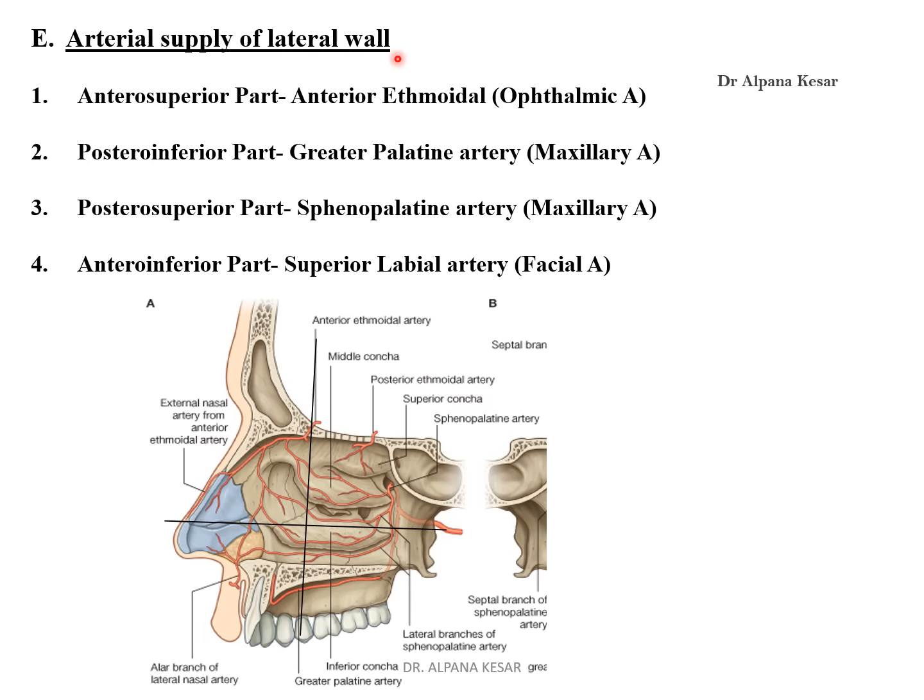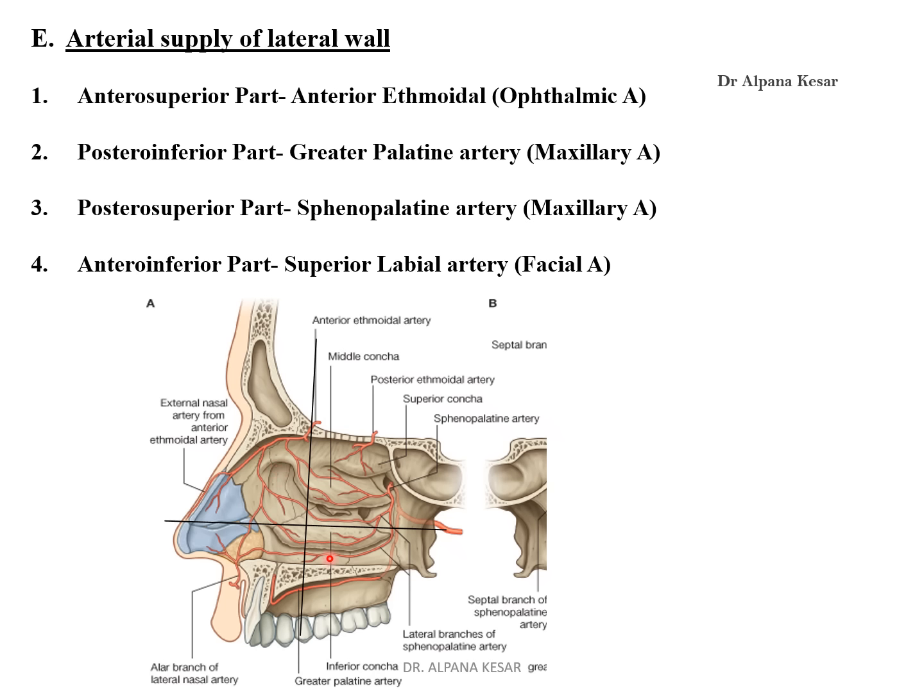Arterial supply of the lateral wall of nose. For ease of understanding, the lateral wall of nose has been divided into 4 quadrants: anterosuperior, posterosuperior, posteroinferior, and anteroinferior. The anterosuperior area gets its blood supply from anterior ethmoidal artery. Anterior ethmoidal artery is a branch of ophthalmic artery.